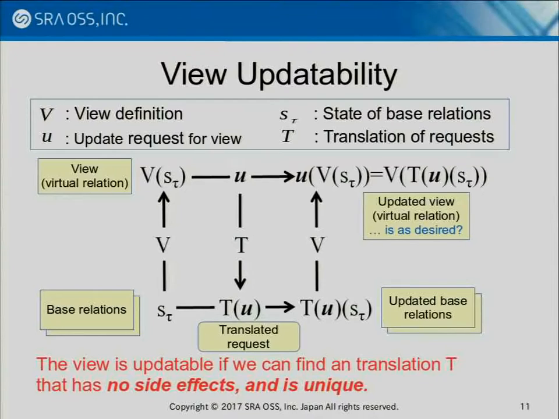And then, if this equation holds, left side equals right side, we can say this view is updatable using this translation T. This equality means there is no side effect. That is, the desired result and the actual result are the same. And we have to find this translation uniquely, so only one translation should exist. If there are several translations satisfying this equation, we cannot determine which is the answer. This is ambiguity.